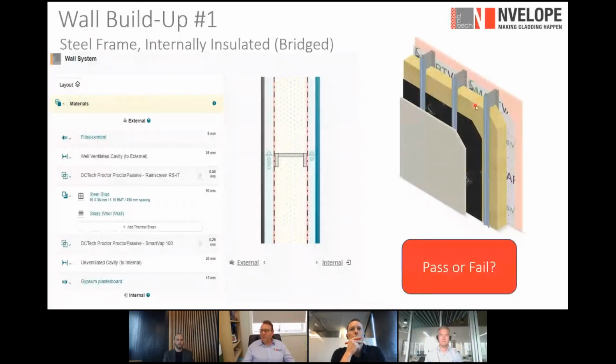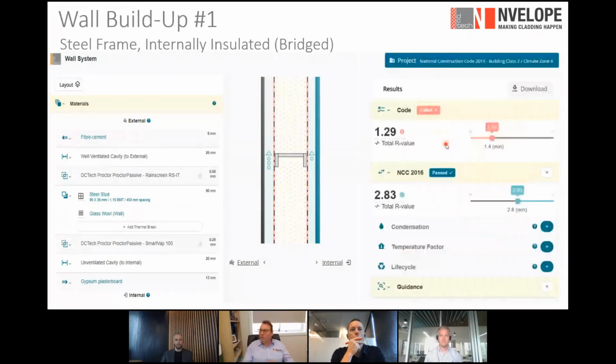We have our 90mm stud here with bulk fiber insulation installed, a vapor permeable membrane, and a vertical batten to create a vented cavity for your cladding. Looking at this wall build-up, we've looked at building class 2. So let's look at a multi-level residential building in climate zone 6, which would cover Melbourne CBD as well as Sydney. You can clearly see here that we only really achieve an R value of 1.29. So we're not getting to the 1.4 minimum required, as I mentioned earlier, for these zones.